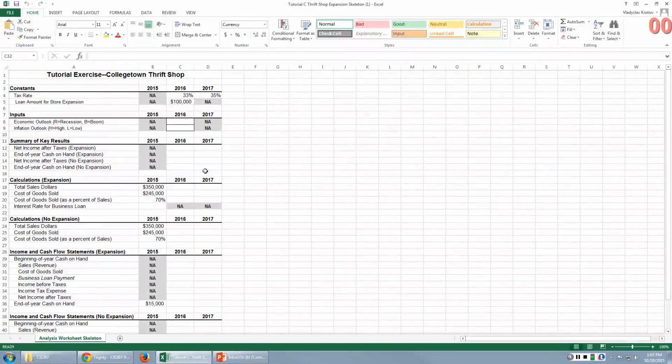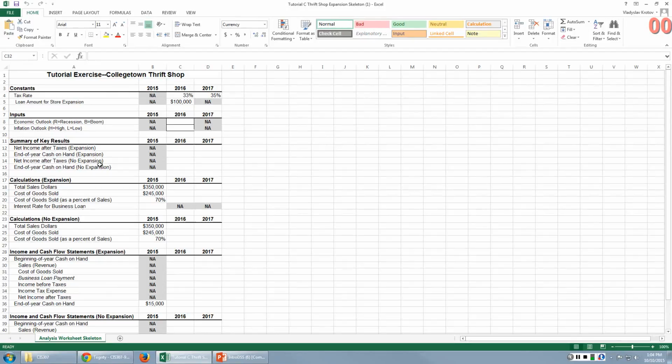In this tutorial we'll talk about the skeleton, meaning the Excel sheet that you can use as a base for creating the decision support system for the thrift shop described in tutorial C. This skeleton can be downloaded from Canvas. I posted that file there so that you don't have to deal with formatting and some basic data entry problems. So let me give you an overview of this skeleton sheet.